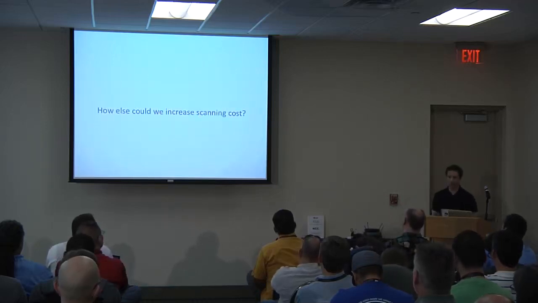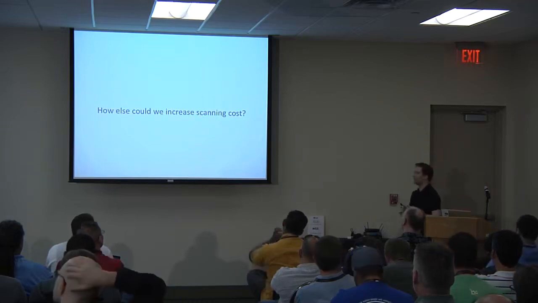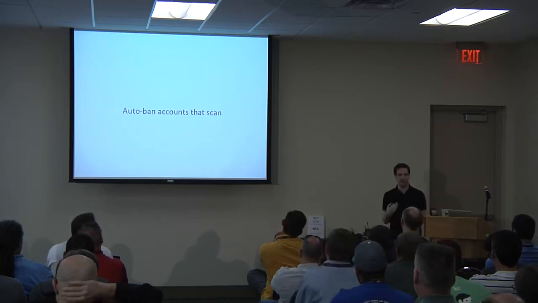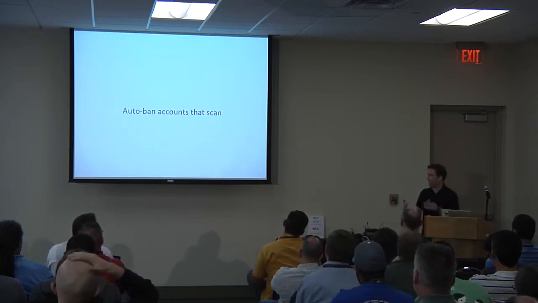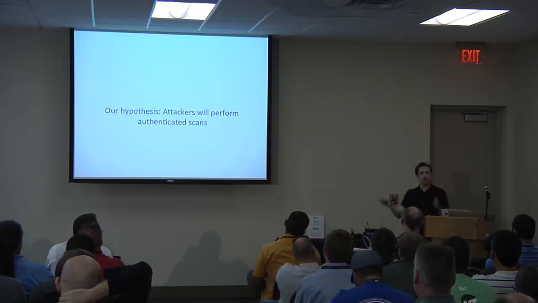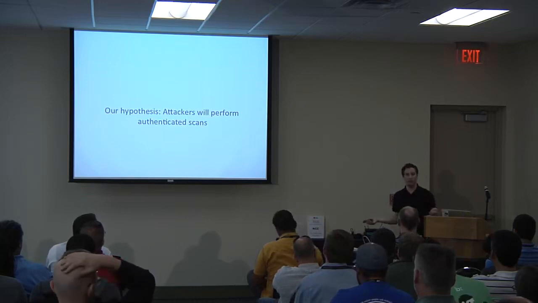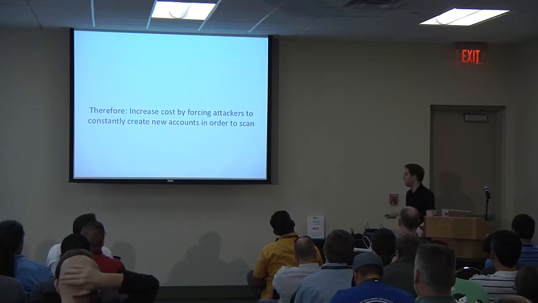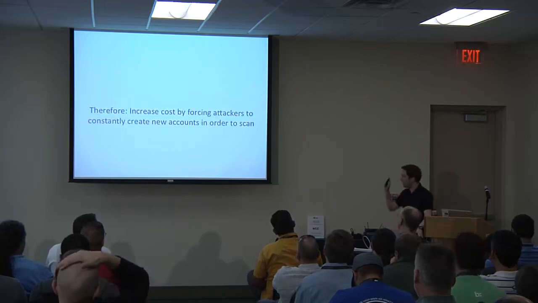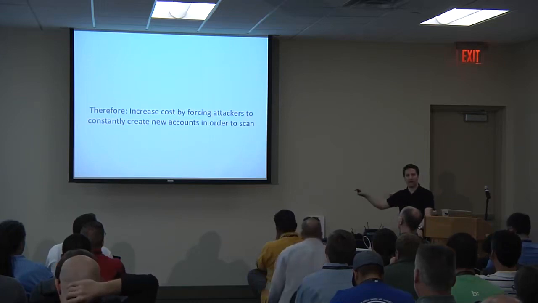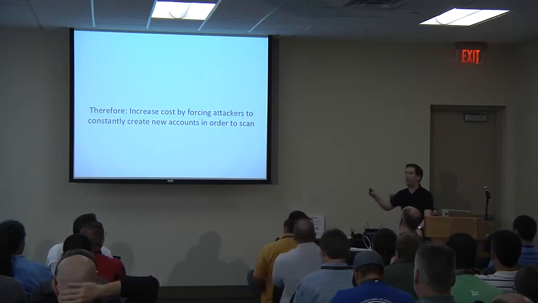So how else could we increase cost? Hey, if someone's doing something bad, why are they even there in the first place? How can we just auto-ban accounts that are doing scanning? And so we did that as a hypothesis. We thought, okay, some attackers are going to do unauthenticated scanning, some are going to do authenticated, because in any application you can get way more exercise of the application by authenticated scans. So we went back and we looked at the numbers. And the thought was that if we can force attackers to constantly create new accounts in addition to having to cycle IPs, that's a real cost.